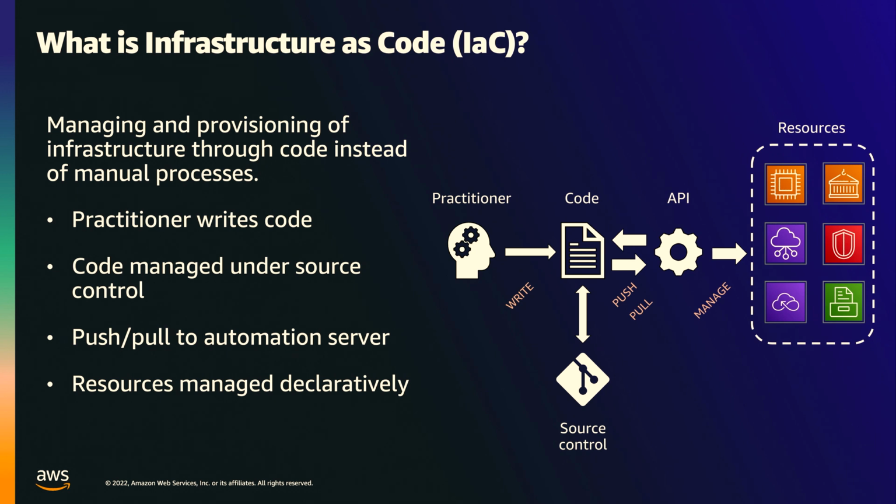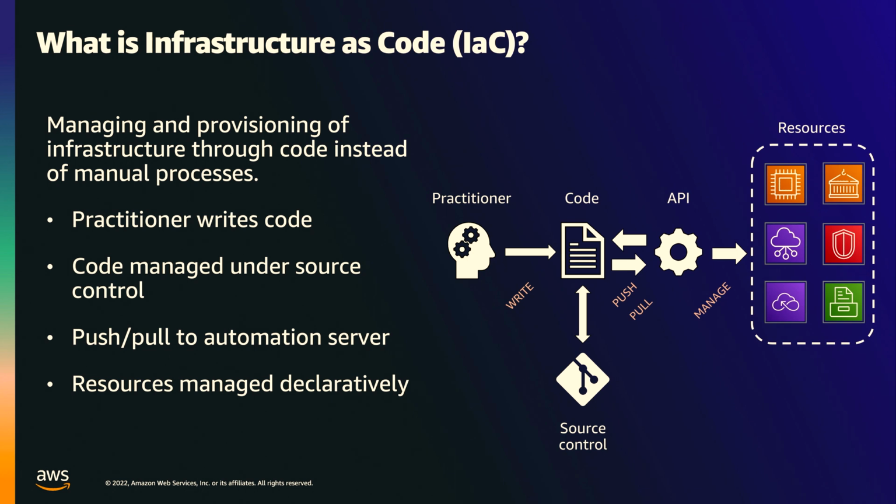That code is managed under source control because it's actual code. It can be pushed or pulled to a management server or an API. This either sits locally in the case of solutions like Terraform, or it is a managed service like AWS CloudFormation. That API or management server declaratively manages the provisioning and lifecycle of all of the resources that you see over on the right. Anything that's defined in the code is managed by the automation server.